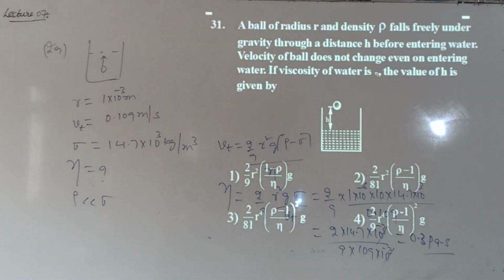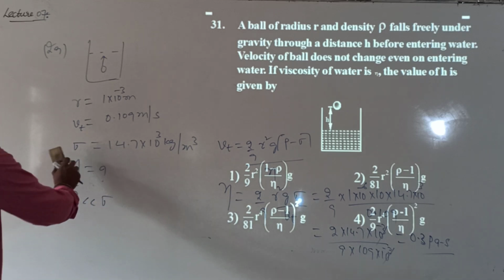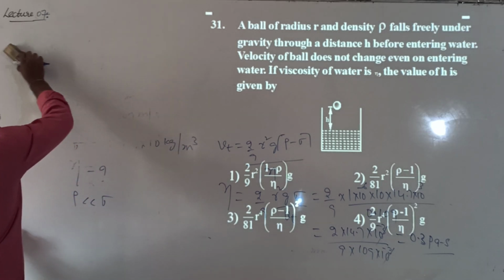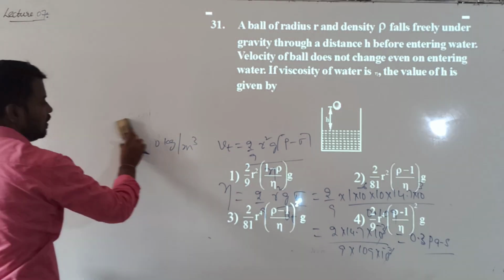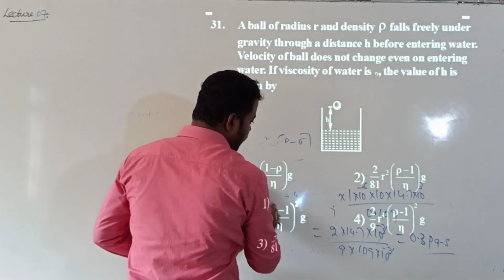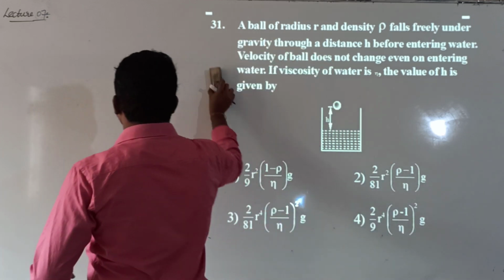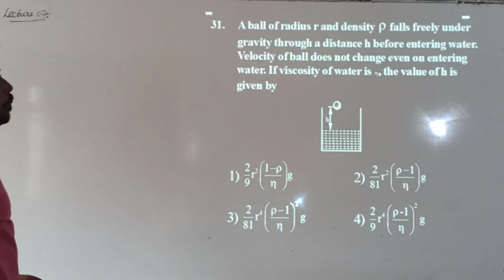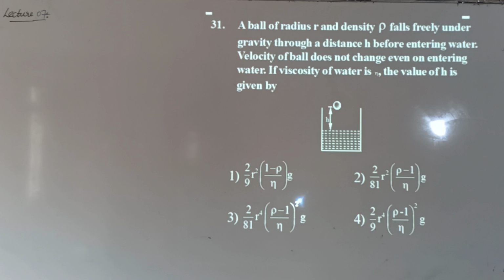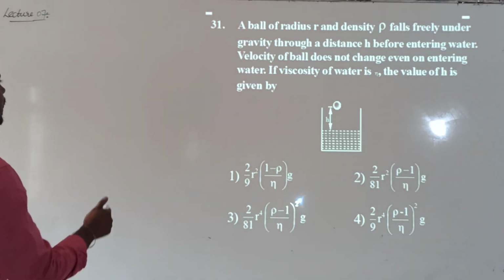Next question, question number 31, and this is the last question for this class. So what is question number 31? A ball of radius r, density rho, falls freely under gravity through a distance h before entering the water. The velocity of the ball does not change after entering the water. The viscosity of water is eta. The value of h is to be found.